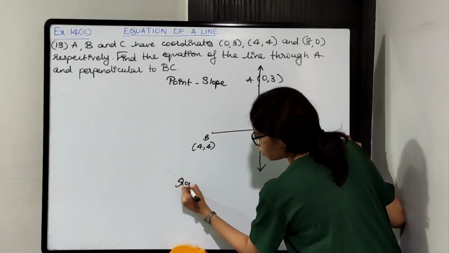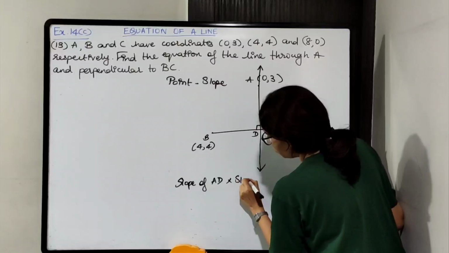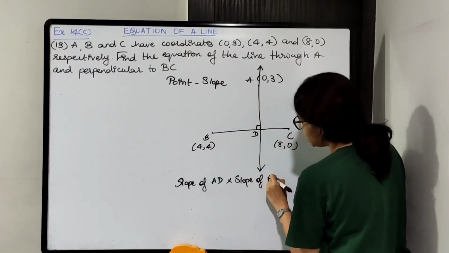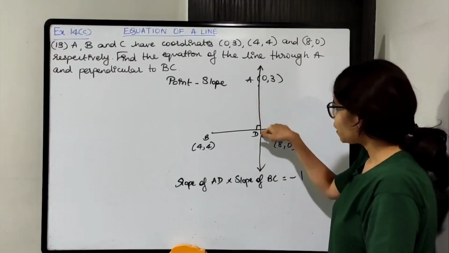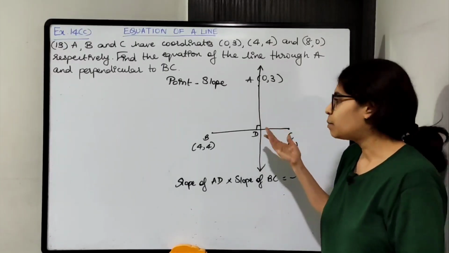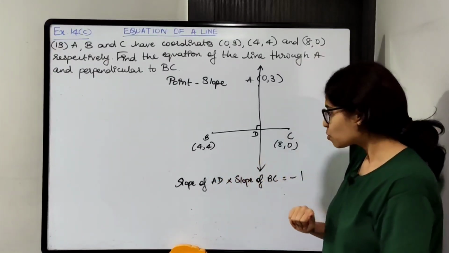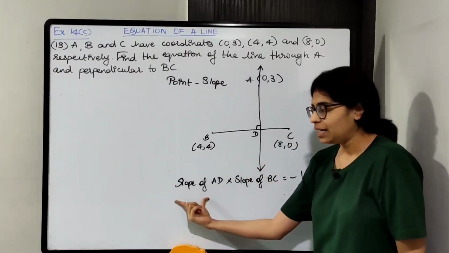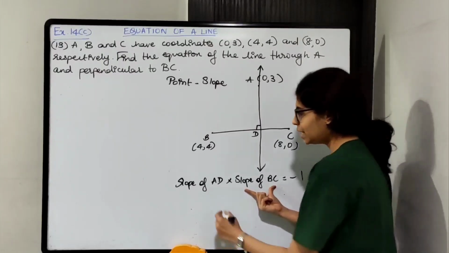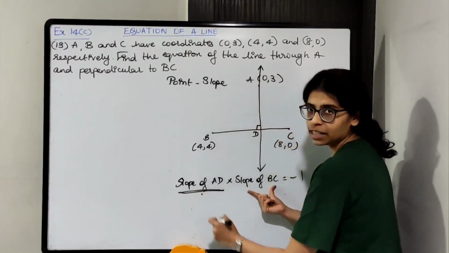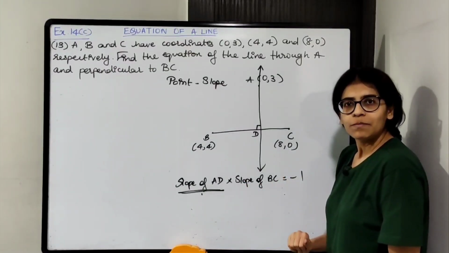Slope of AD into slope of BC is equal to -1, है ना? That is, slope of AD will be negative reciprocal of slope of BC. Okay. So slope of AD I can easily find out if I know slope of BC. मुझे AD का slope चाहिए, but I can find this if I know slope of BC. Can I find slope of BC?